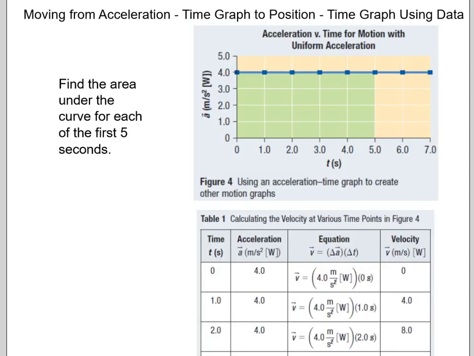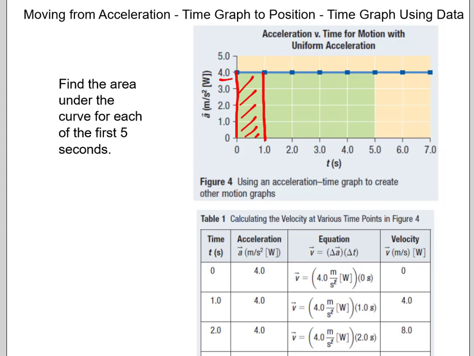So let's do one. If we take that same question, we're traveling at 4 meters per second squared. That's our acceleration. If we find the area of that red line, that would be 0. If we go to 1 second and find the area here, you'd have 1 times 4.